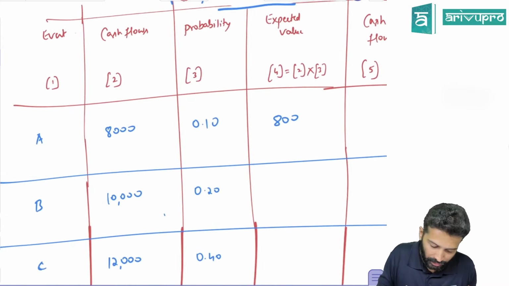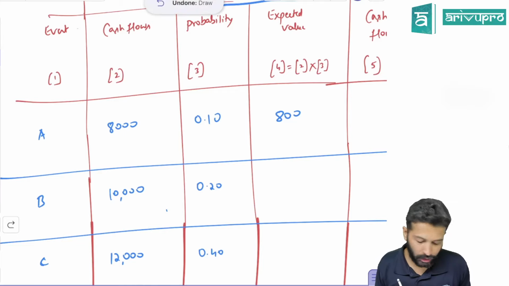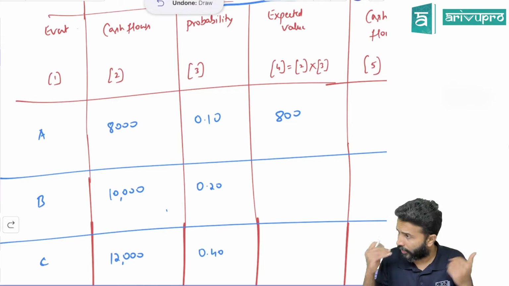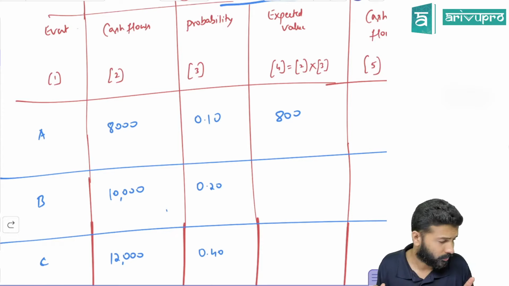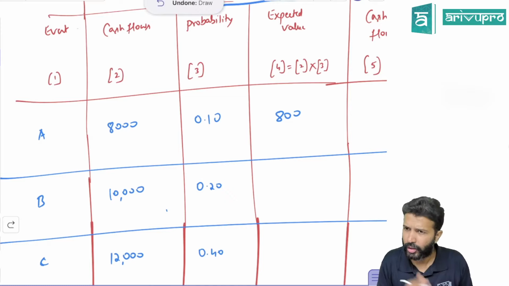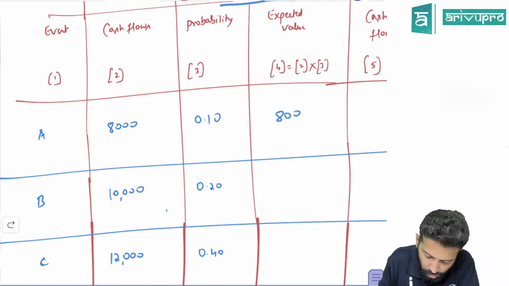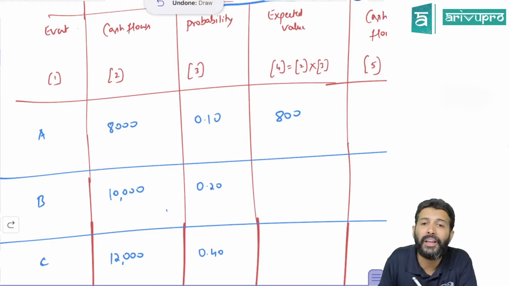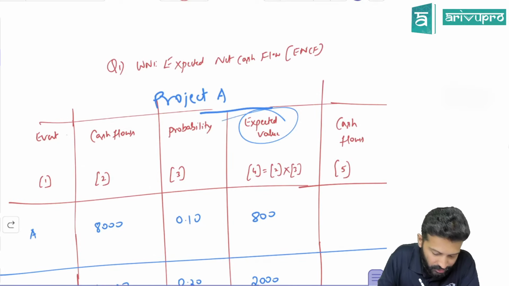So now tell me, for event B, how much cash flow is expected? 10,000. If event B happens 100%, how much will I achieve in total? 10,000. Is there a 100% chance for event B or only 20%? 20%, which is 0.2. So how much cash flow should I take over here? 10,000 multiplied by 0.2, which is how much? 2,000. Hence I call this the expected value.